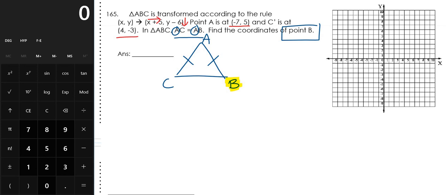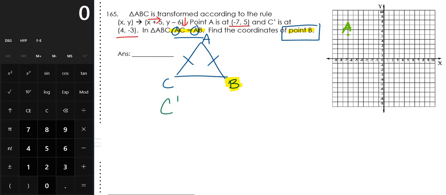We do know that A is at (-7, 5). So let me go ahead and plot that. Okay, so that's A. Now, they also give me C prime, but all the information that they tell me later is about my original triangle, AC and AB. In fact, I'm trying to figure out point B, which is from the original triangle. So even though they gave me C prime, let me go back and figure out C from C prime.